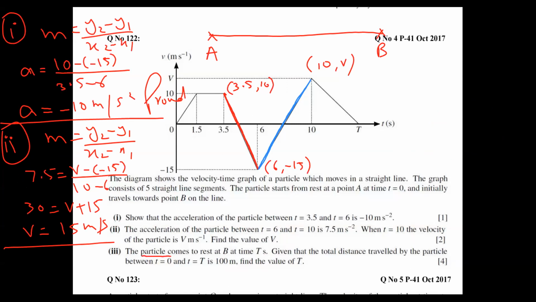So the particle comes to rest at time t seconds. So the last time the particle stops, starting at A and ending at B, the total distance traveled by the particle is 100 meters. Very interesting part. He said the area of the first trapezium plus this lower triangle plus this triangle, because he did not talk about displacement, he talked about distance.